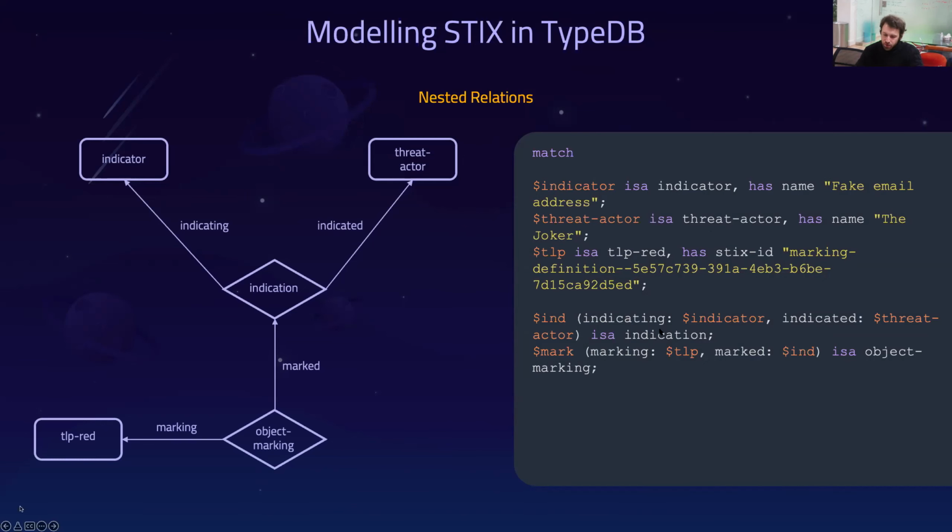But what's cool here is that we're able to actually assign this relation to this variable here, this IND. And then this relation itself plays the role of marked in an object marking relation. And that's how we can effectively get relations to play roles in other relations, because, and I said this before, STIX considers relations to be very much first-class citizens in the model. And that's the same way TypeDB views and sees relations as well.